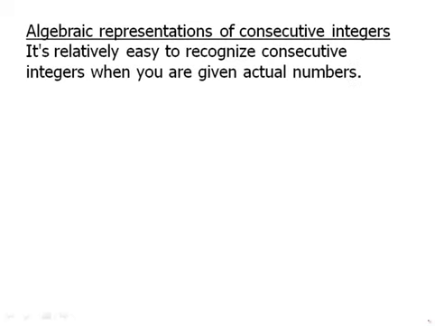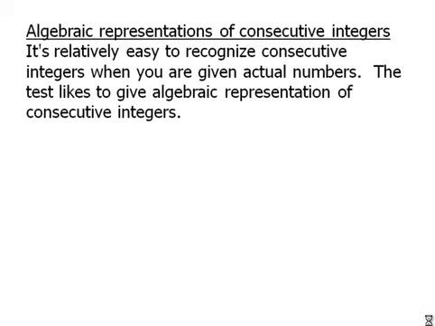Now it gets interesting when we start talking about the algebraic representations of consecutive integers. It's relatively easy to recognize consecutive integers when you're given actual numbers. That's not really a challenge. The test is not going to print a bunch of consecutive numbers and expect you to recognize them. That's going to be easy. What the test likes to do is give you algebraic representations of consecutive integers. Well, what on earth does this mean?